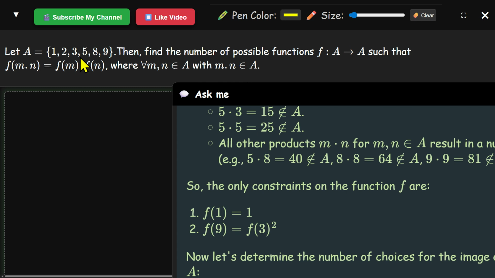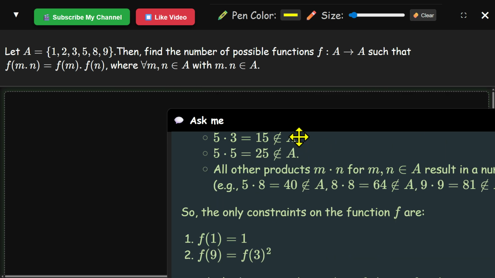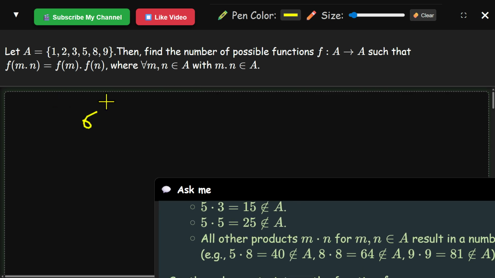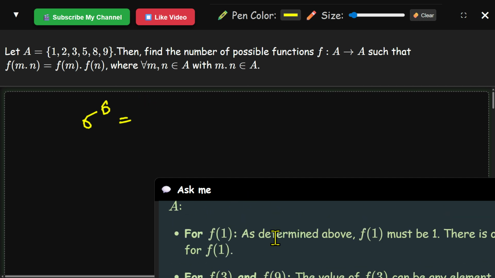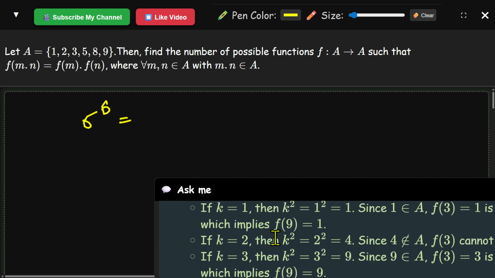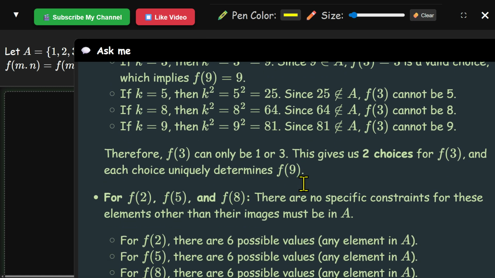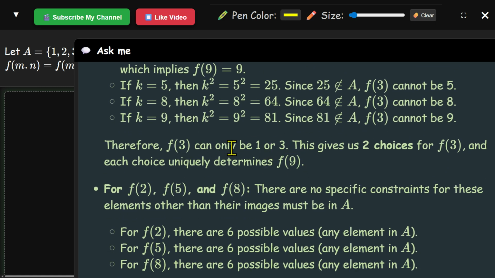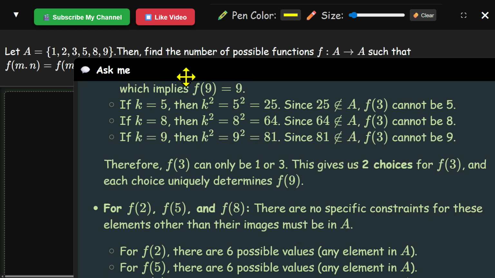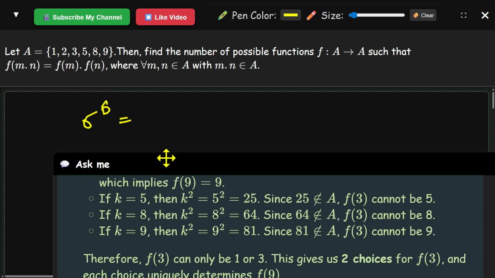मतलब इसमें डायरेक्ट नंबर ऑफ फंक्शन A टू A कितना आता पता है क्या, इसमें 6 एलिमेंट है और 6, मतलब 6 to the power 6, ये आता टोटल नंबर ऑफ फंक्शन. बट ये कंडीशन दिया है ना f(mn) = f(m) f(n), उसके हिसाब से 1 और 3 के लिए चॉइसेस बनते हैं. 1 के लिए चॉइस आता 1, और f(3) के लिए 1 और 3, 2 चॉइस आते हैं और बाकी के लिए 6. सही है. और टोटल इनडायरेक्टली टोटल नंबर ऑफ फंक्शन इतने आते हैं, 6 to the power 6.